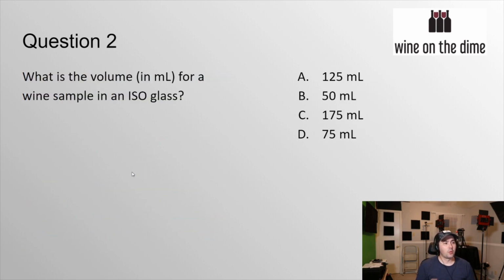Question number 2. What is the volume in milliliters for a wine sample in an ISO glass? Sometimes this is a trick right here. Sometimes on an exam, you will see the actual answer for a previous question in a future question. Don't be afraid to go back and double check to see if you got the right answer on that. This is a perfect case of when that type of thing would pop up, and I did that on purpose for you guys.